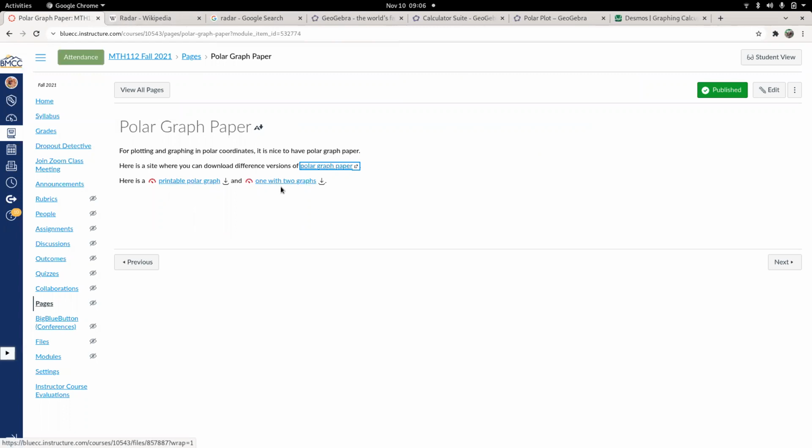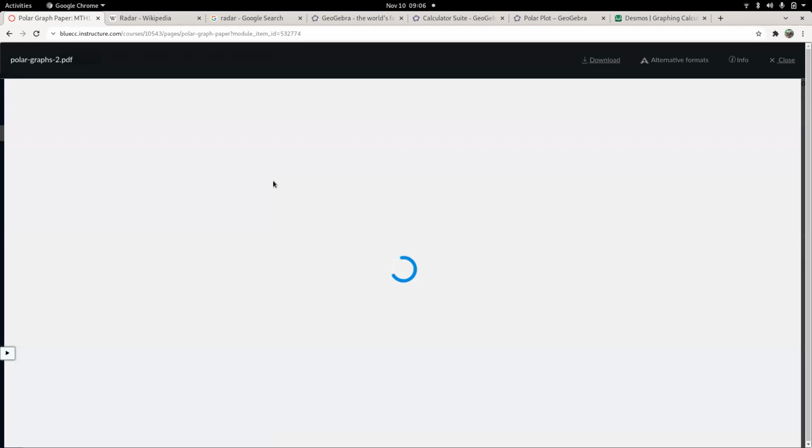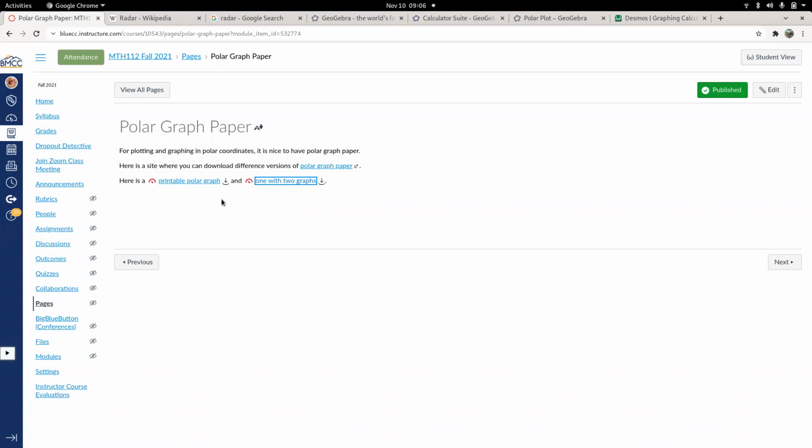And then I found another website that had different polar paper. If you just search around for polar paper or polar graph paper, you'll find a ton of websites that have stuff you can just grab and print. And for some reason, Canvas has been glitchy on me there. So let's just close that. Anyway, it's a lot like the first one I showed. It just has two graphs, one above the other on a regular sheet of paper.